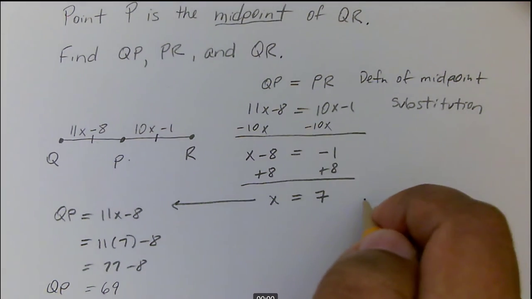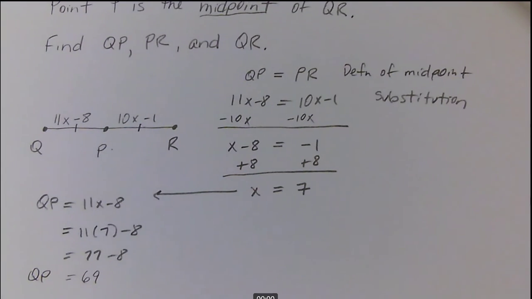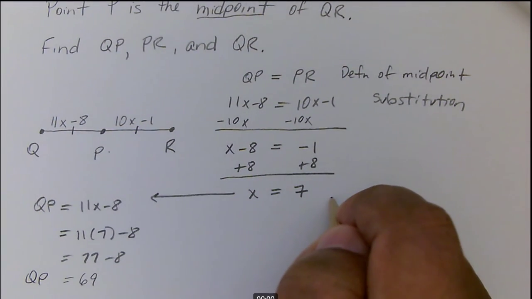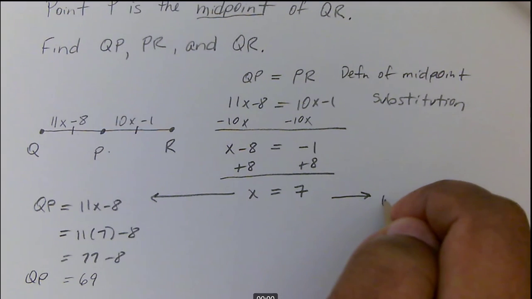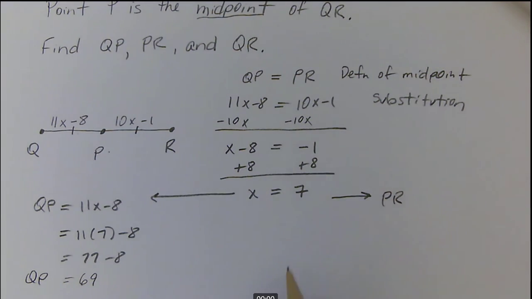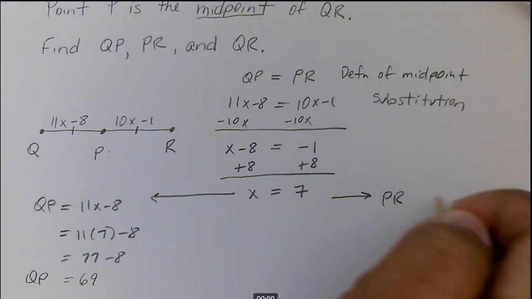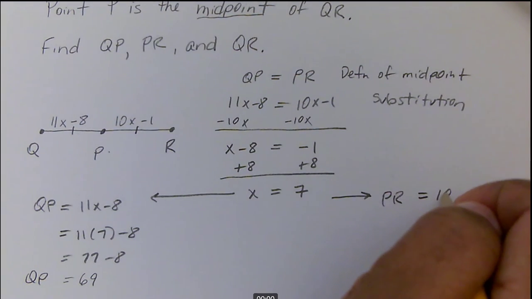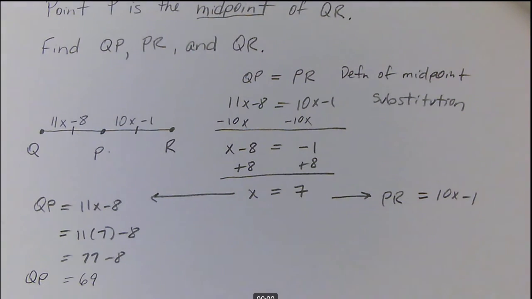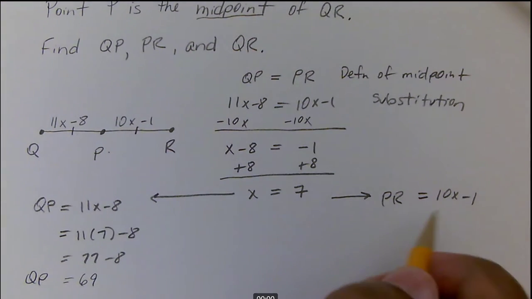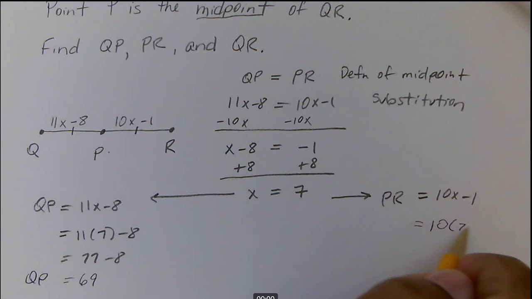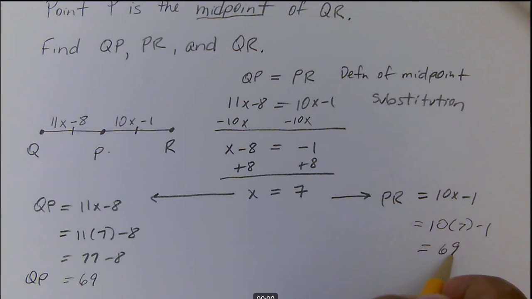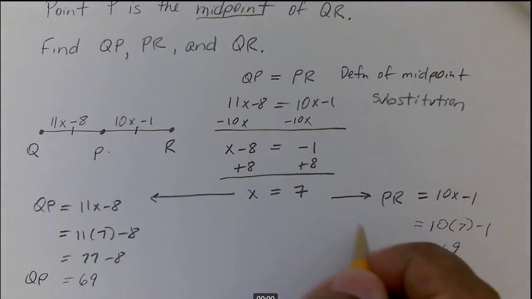We can also take this and figure out what is the length of PR. PR is represented by 10x minus 1. And so this is 10 times 7 minus 1, which is equal to 70 minus 1, which is also 69. So therefore, PR is also a length of 69.